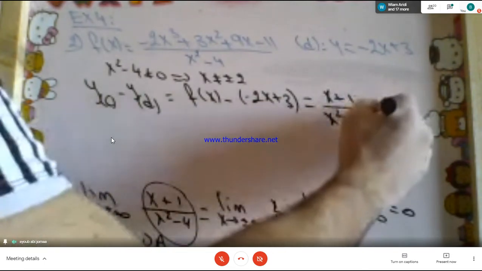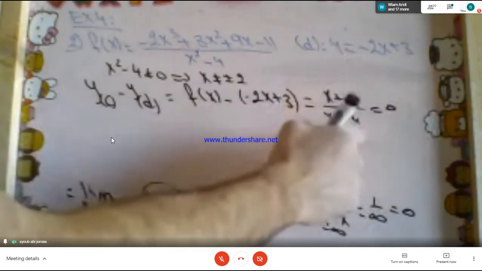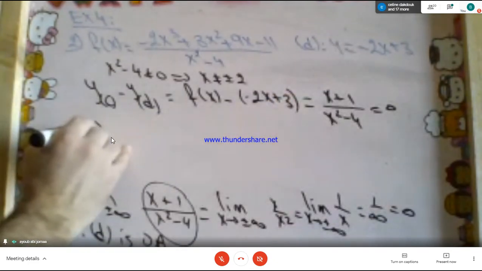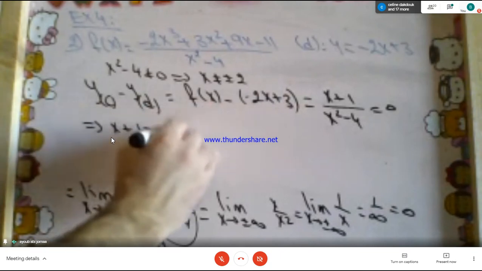I put it equal to 0. Fraction equal to 0 means the numerator is 0. So x plus 1 equals 0, and so you get x equals negative 1.